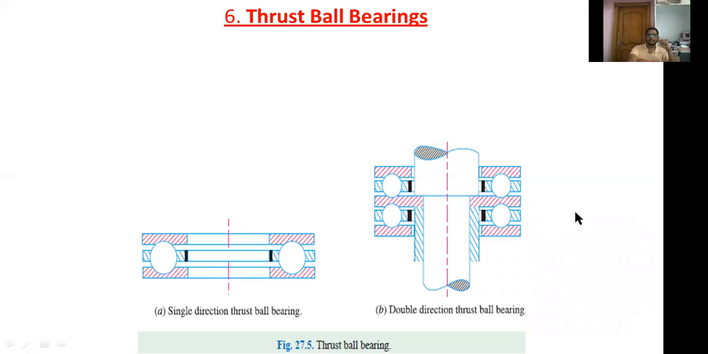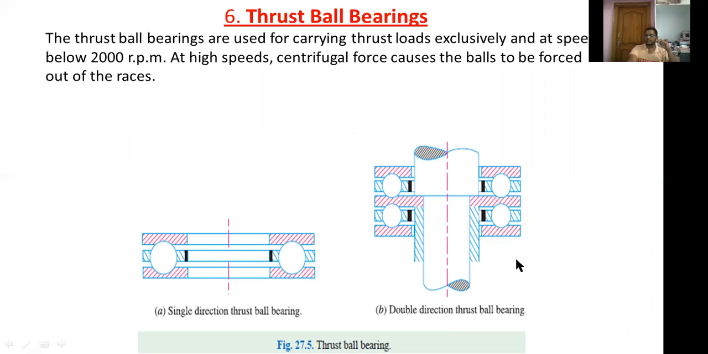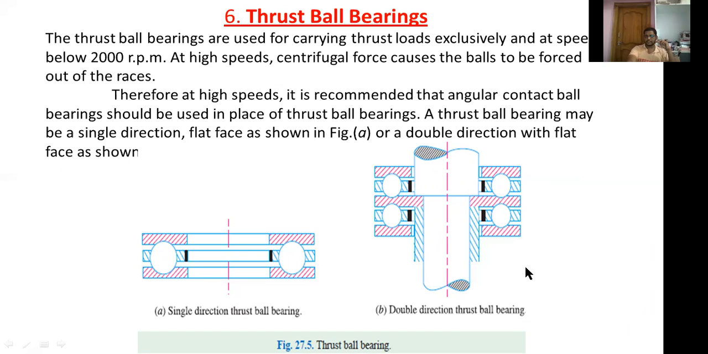So the thrust ball bearings are used to carry thrust loads exclusively and at speeds below 2000 rpm. At high speeds, centrifugal force causes the balls to be forced out of the races. Therefore, at high speeds, it is recommended that angular contact ball bearings should be used in place of thrust ball bearings. A thrust ball bearing may be a single direction flat face as shown here, and a double direction with the flat face as shown here.